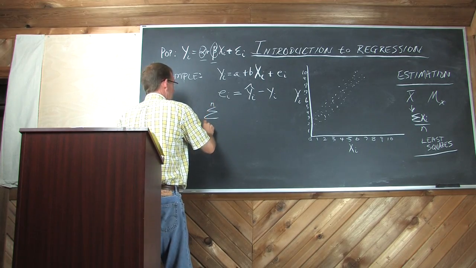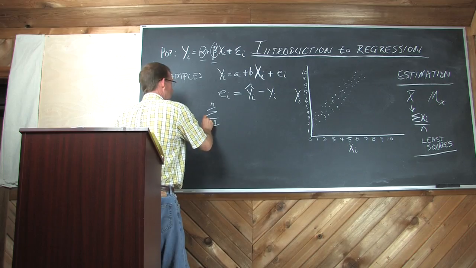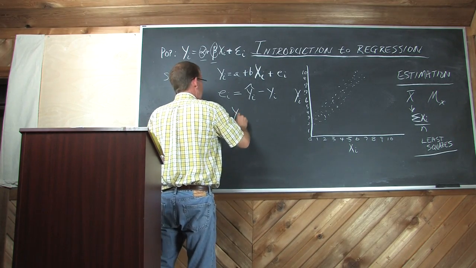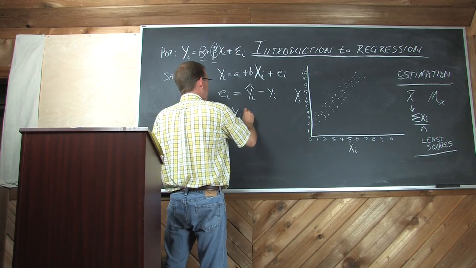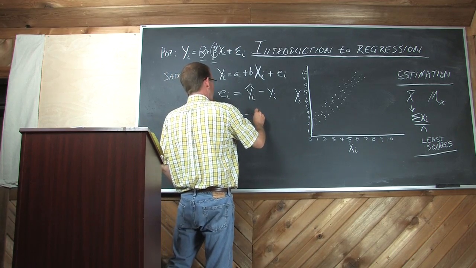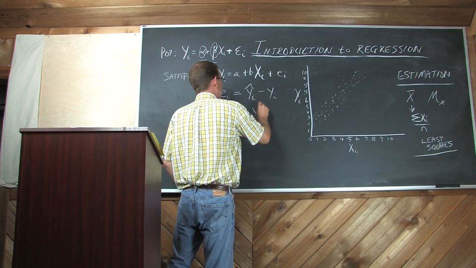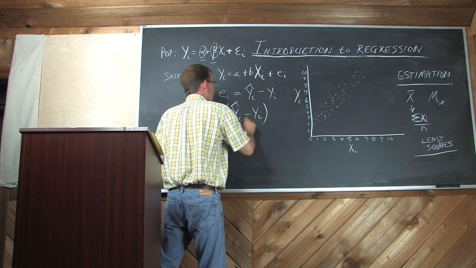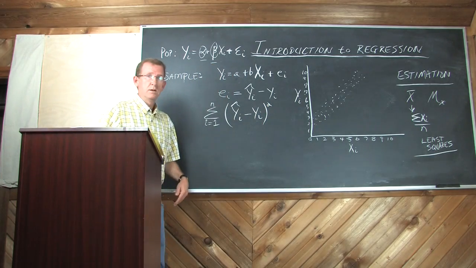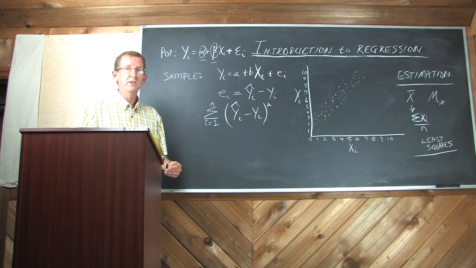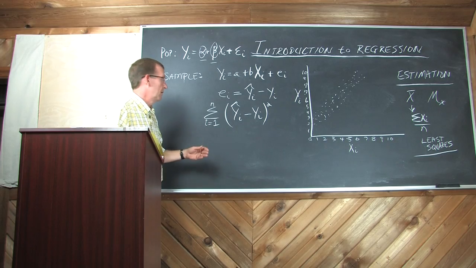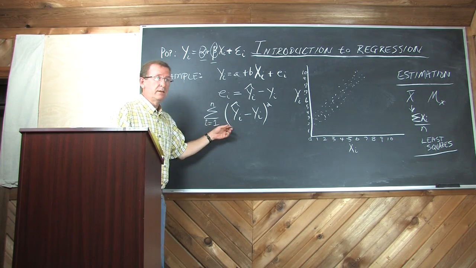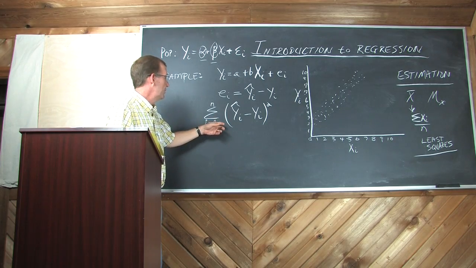Sum across every one of them, yi minus y hat plus 1. Sum across them, square them. I'm doing estimation here, nothing really hard. Sum across them, square them. I won't do this because I won't require you to produce it.